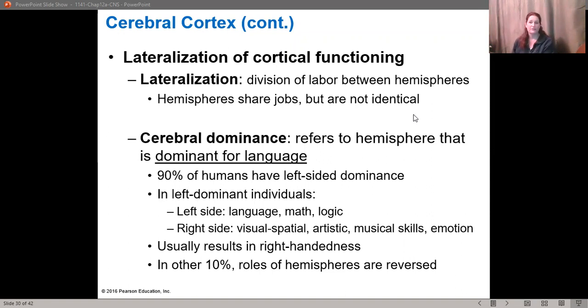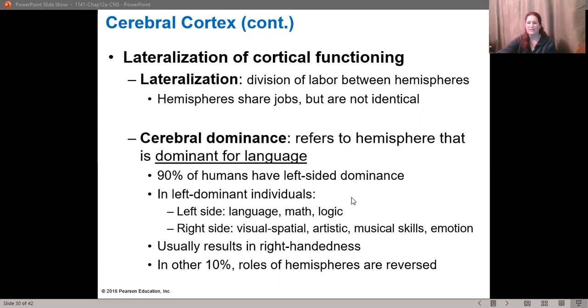Cerebral dominance refers to the hemisphere that is dominant for language. So where is Broca's area? 90% of humans have Broca's on their left cerebral hemisphere, and they are going to be usually right-handed. And that left side of the cerebral hemisphere tends to contain more connections for language, math, and logic.